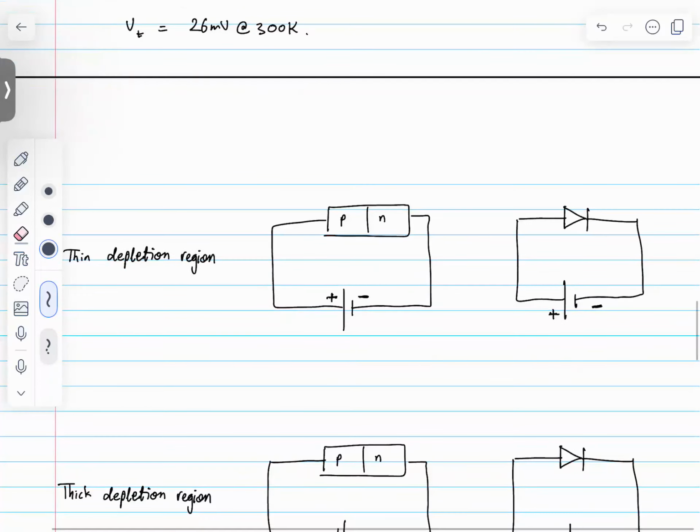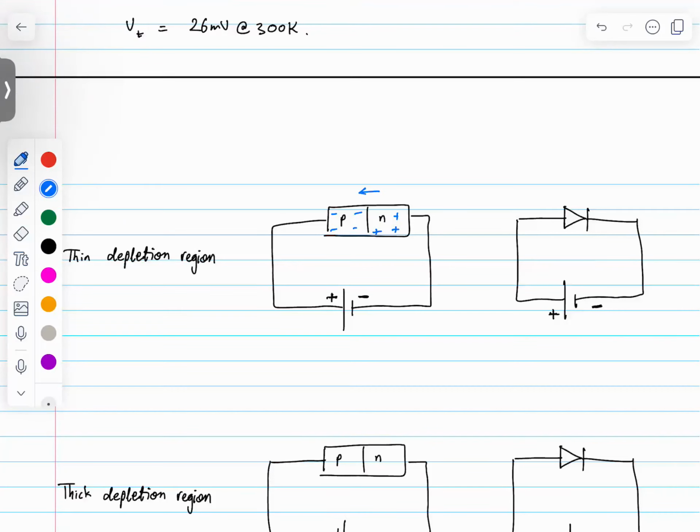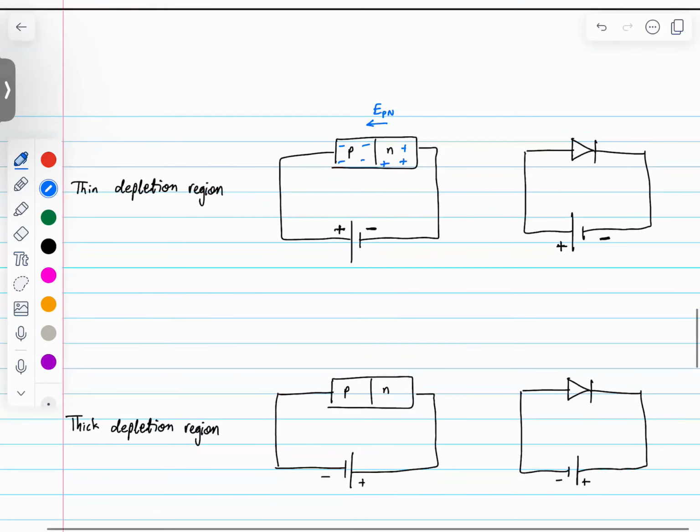To start off with, one thing is, what is the direction of the electric field in the depletion region? If you remember, there are fixed positive charges in the N region, and fixed negative charges in the P region, and also in the depletion region. And so the electric field of the PN junction is in this direction. Now, the electric field of the battery is obviously in this direction.